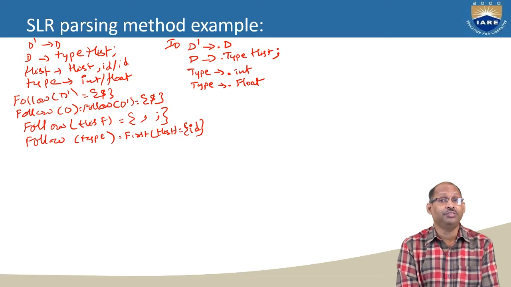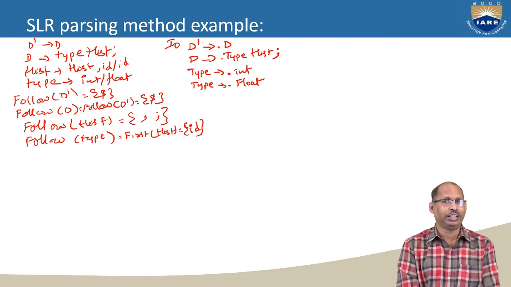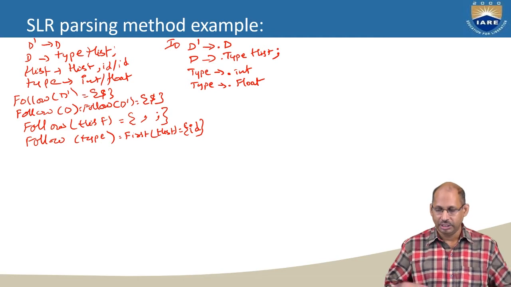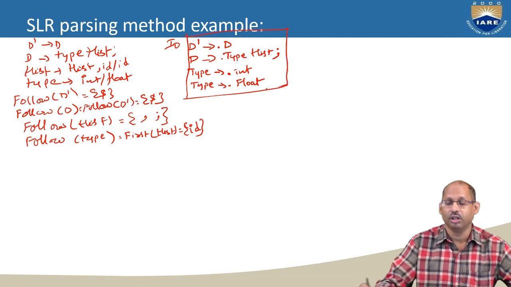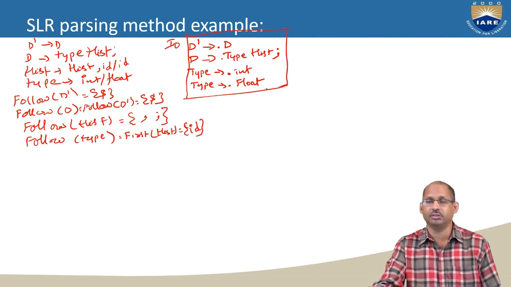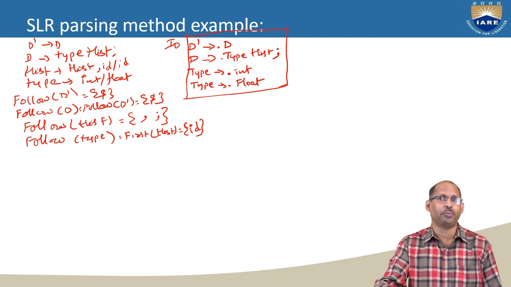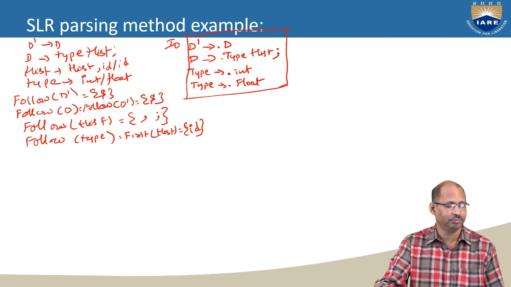Now dot is followed by non-terminals. So simply adding of productions to the group is completed. This is the final list. The closure operation is completed.